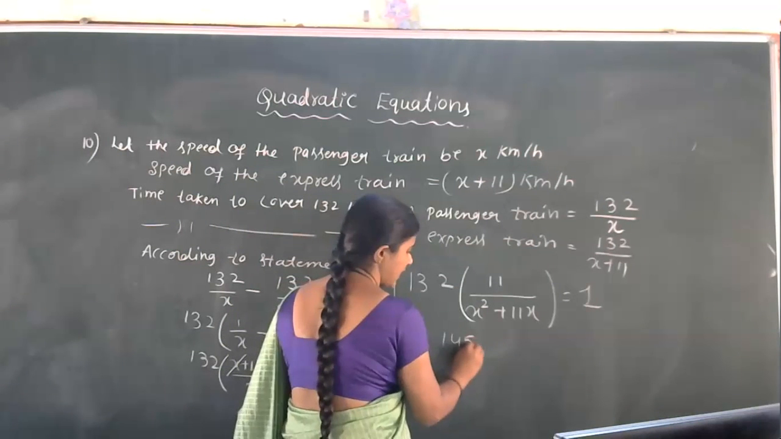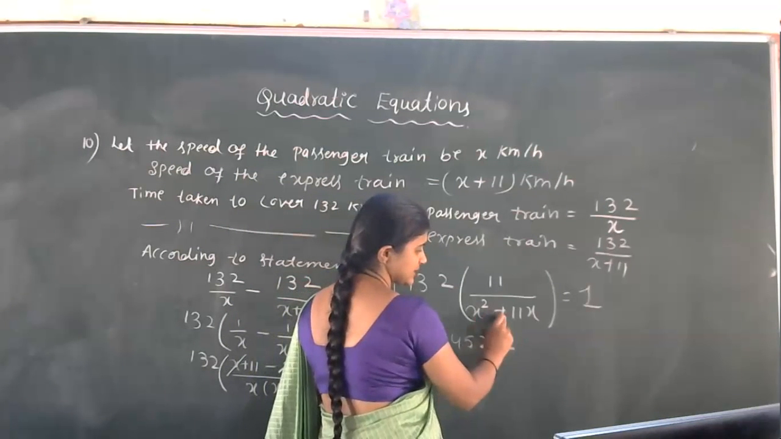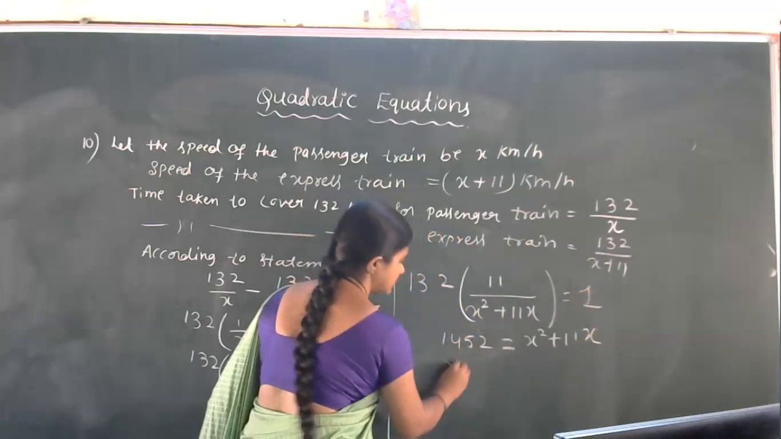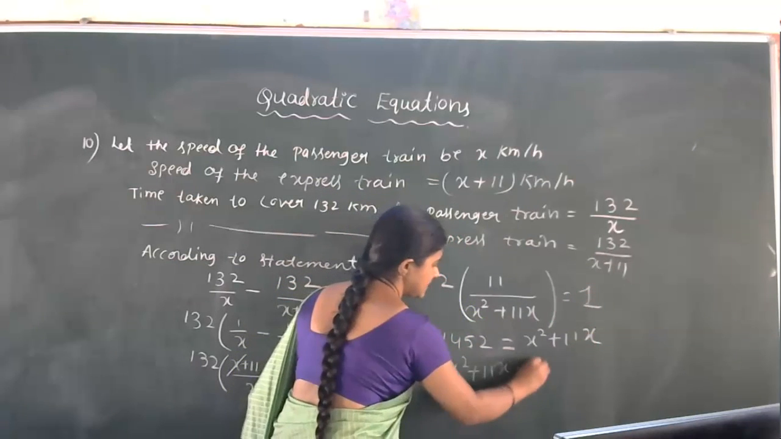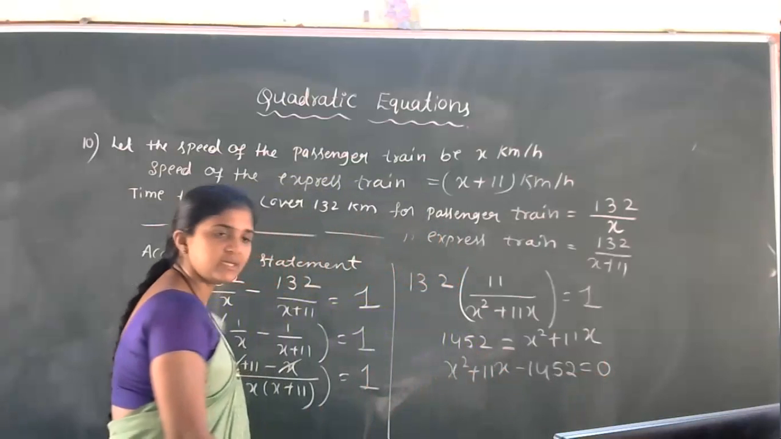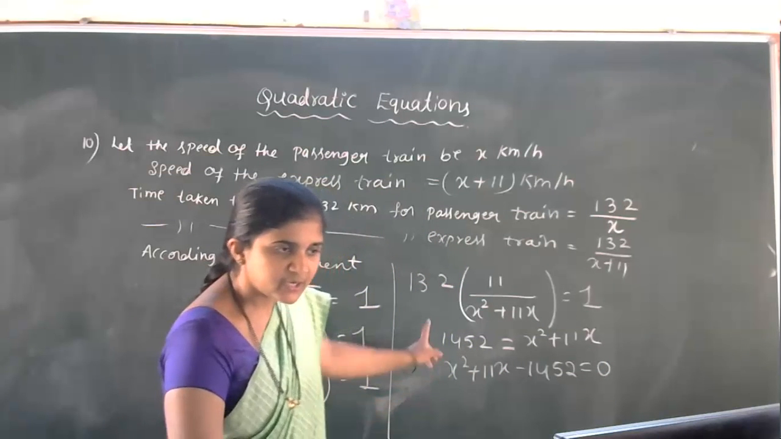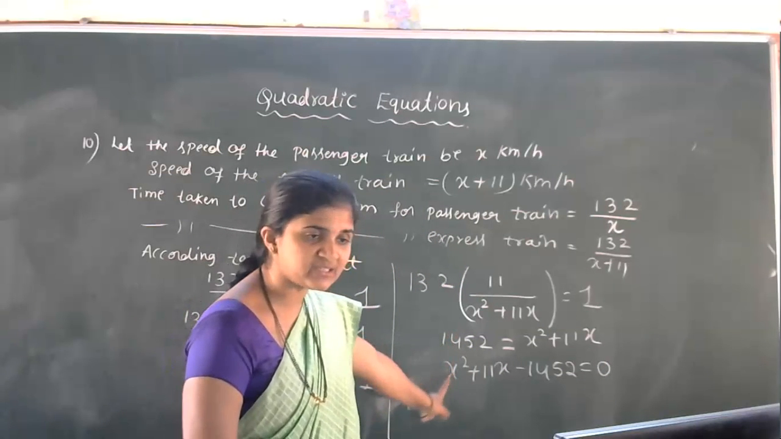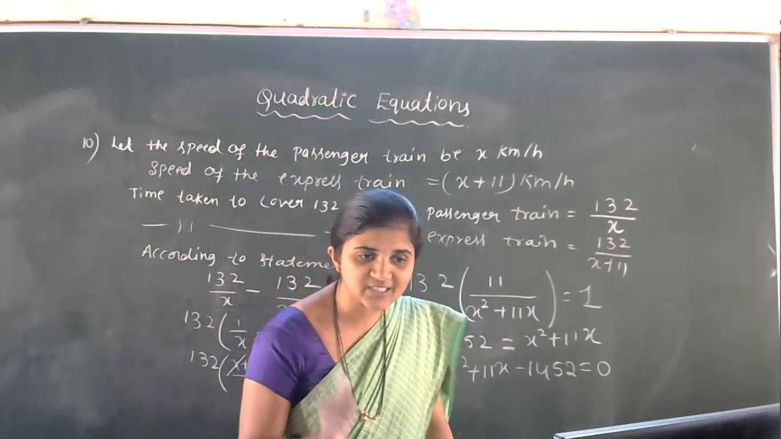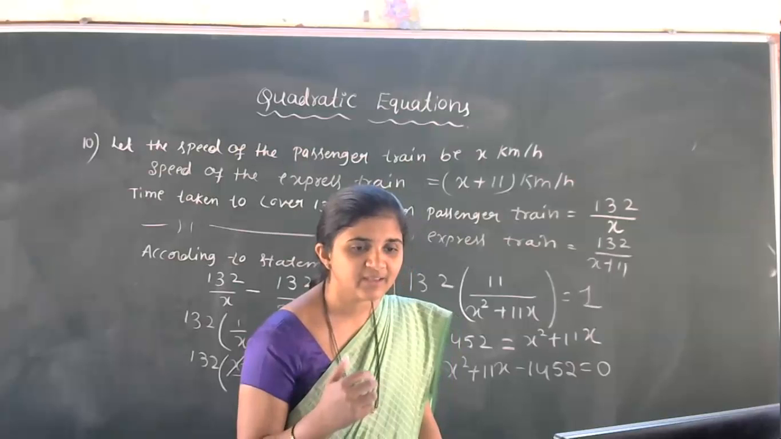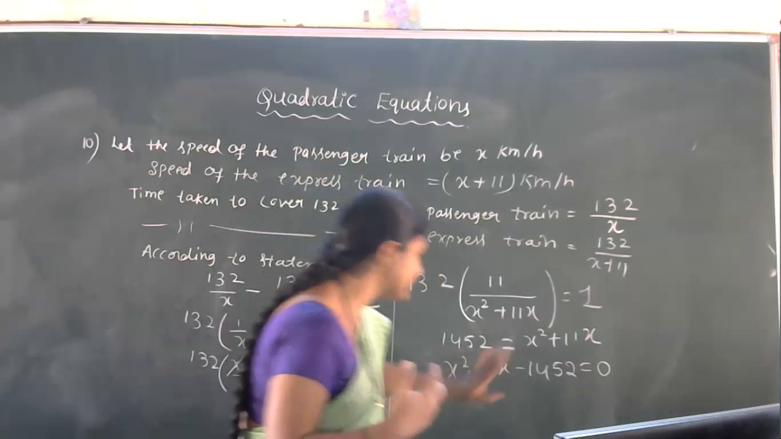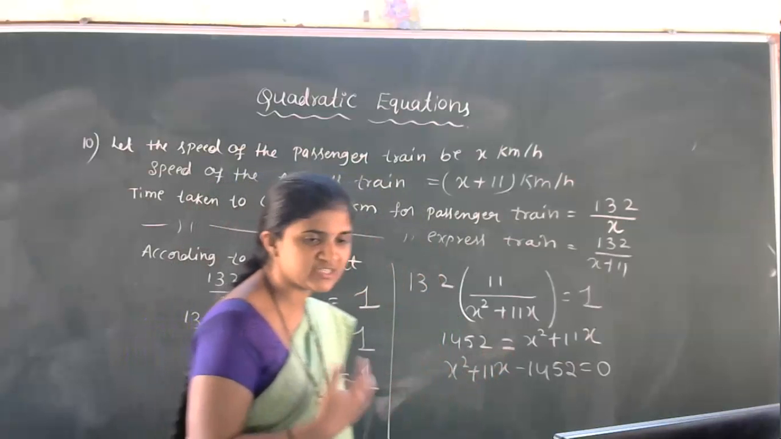Yes, 1452, which is equal to, transfer this x square plus 11x to that side. x square plus 11x minus 1452, which is equal to 0. Is it a quadratic equation? Yes. Did you get the same quadratic equation? You just verify your answer. x square plus 11x minus 1452. Is it the right answer? Now you have to tell me whether we are right or wrong. Yes, same answer. Okay. x square plus 11x minus 1452, which is equal to 0.